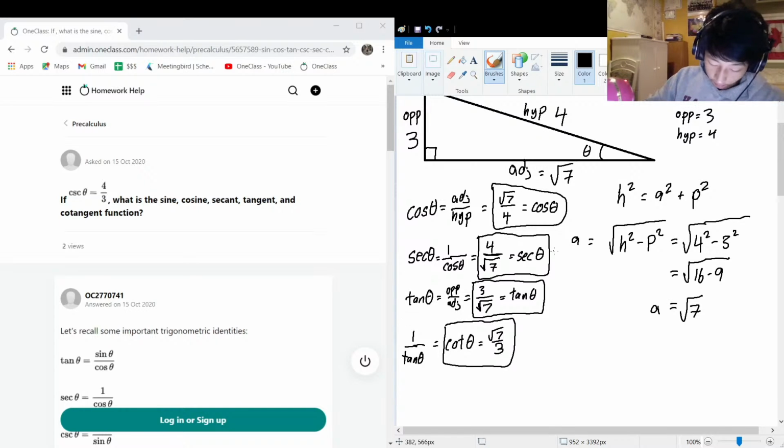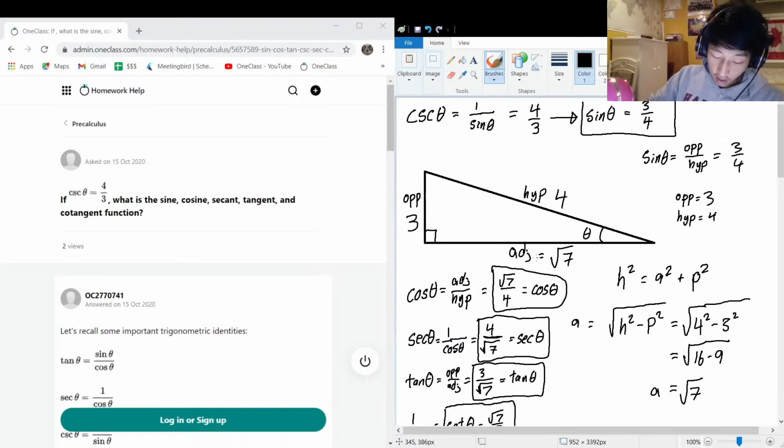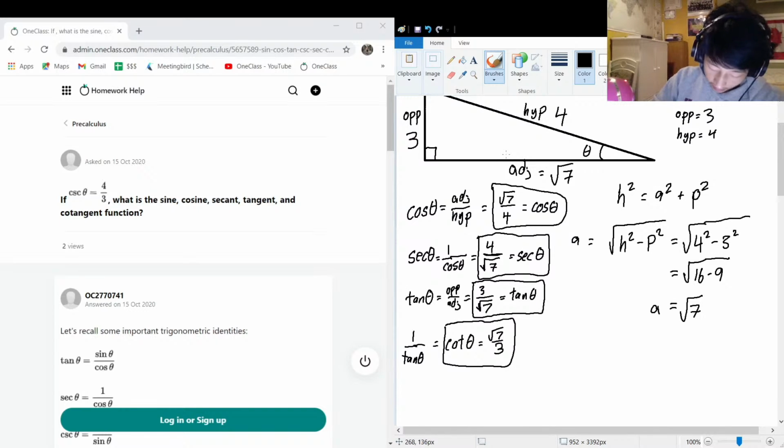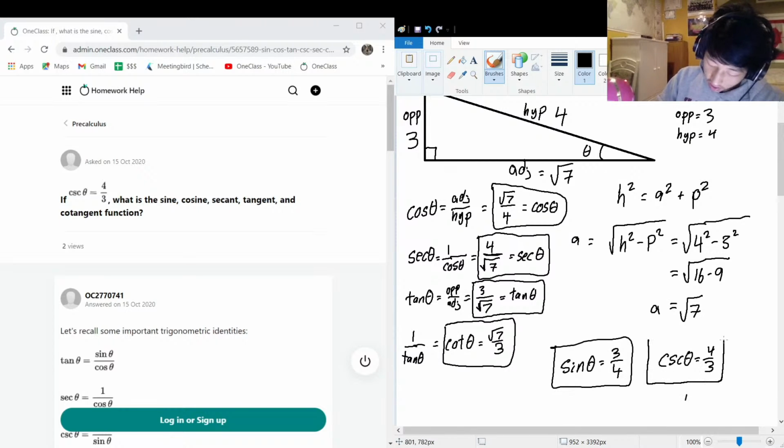Okay, so we have 1, 2, 3, 4 down here, and then let's write down the sine. Sine theta is equal to 3 over 4, and cosecant theta is equal to 4 over 3. And the entire party is here.